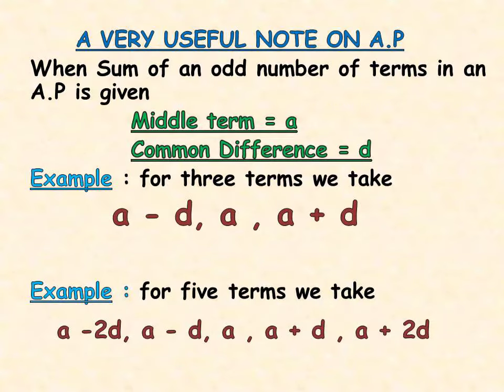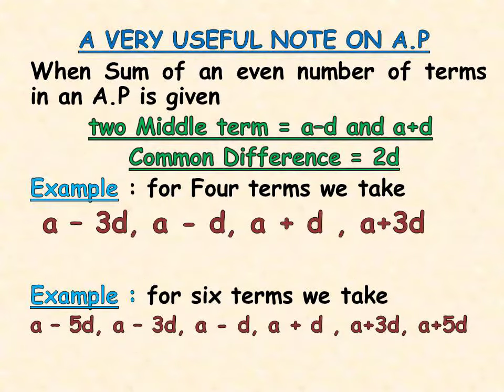A useful note on AP: if you are adding an odd number of terms in AP, the middle term will be A and the common difference will be D. For example, if you are adding 3 terms, we take the middle term as A, then the other terms will be A minus D and A plus D. In the same way, if you are adding an even number of terms, the middle terms will be A minus D and A plus D, and the common difference is 2D. This is an important note. Please take a note of this. It will be useful to solve the problems.